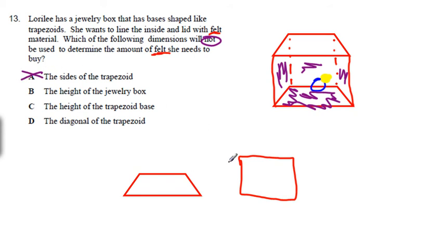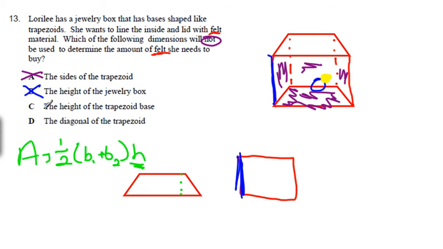Do we need to know the height of the jewelry box? Do we need to know this piece of information right here? Well, yes, because to get all these rectangles, the height of the trapezoid is the height of that rectangle. So that's pretty important too. The height of the trapezoid base, would we need to know this height from here to here? Well, if we remember that the formula for a trapezoid is 1/2 base 1 plus base 2 times the height, there's the height right there. We can't find the area without that height, so that's got to be it.